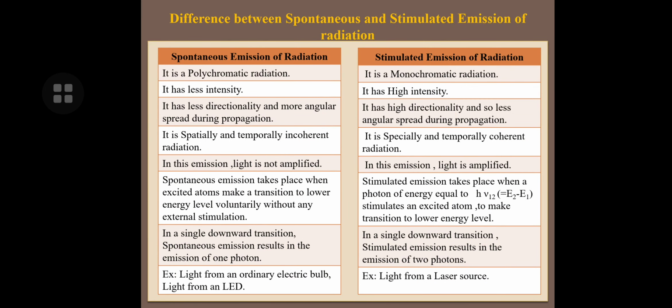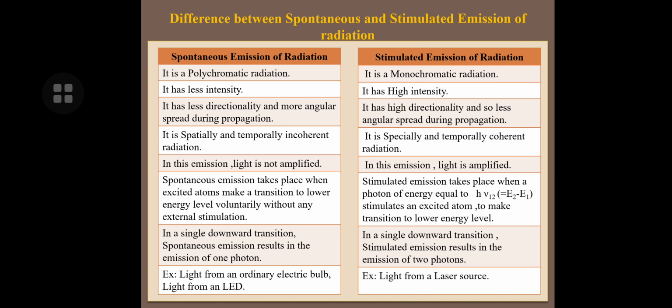The next one is the few differences between spontaneous and stimulated emission of radiation. First of all, spontaneous emission is a polychromatic light, or we can call it polychromatic radiation. Polychromatic means it contains many wavelengths. Stimulated emission is monochromatic radiation.